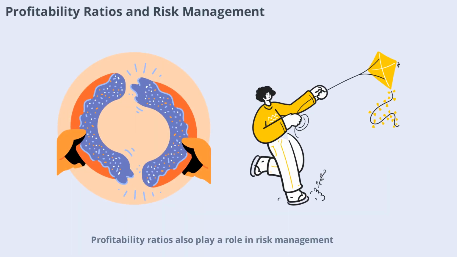Profitability ratios also play a role in risk management. Companies with strong profitability are better positioned to weather economic downturns or unexpected expenses. By regularly monitoring these ratios, businesses can identify risks early and take steps to mitigate them, ensuring long-term stability.